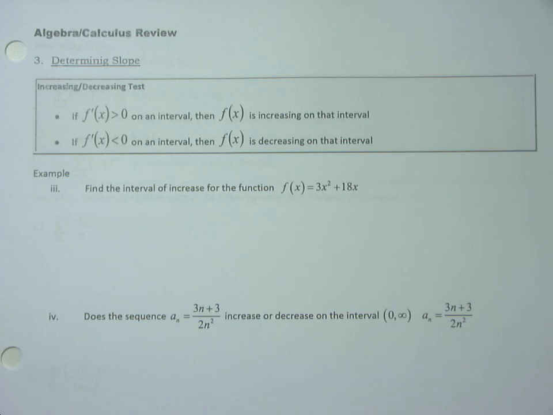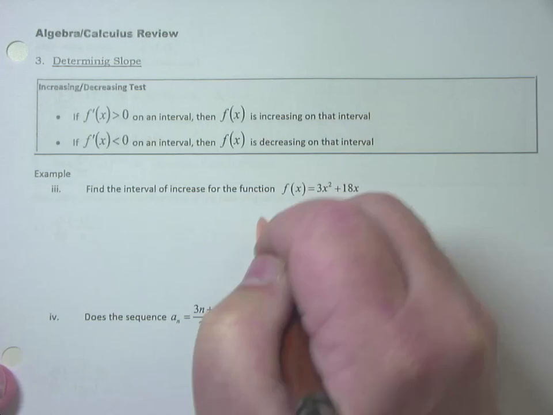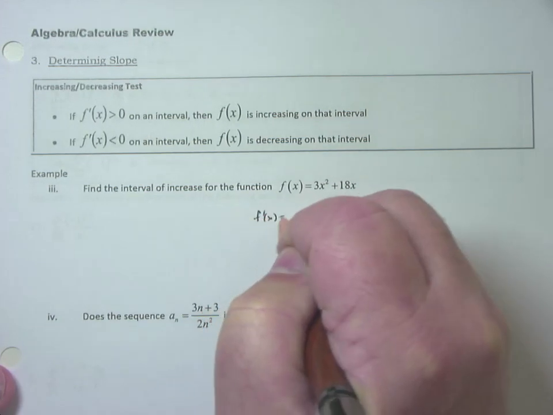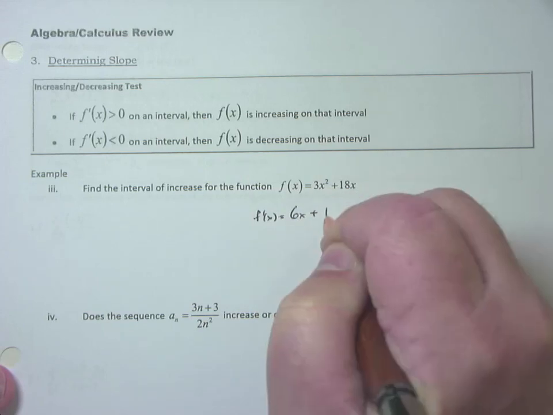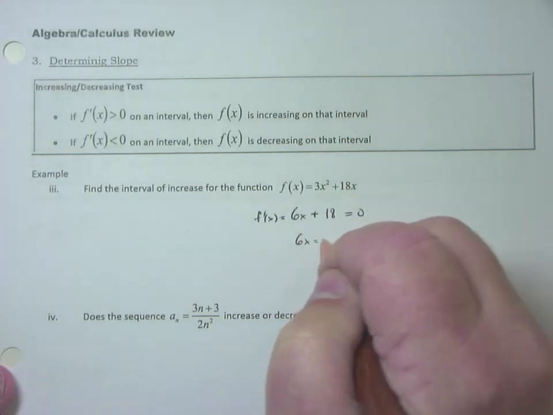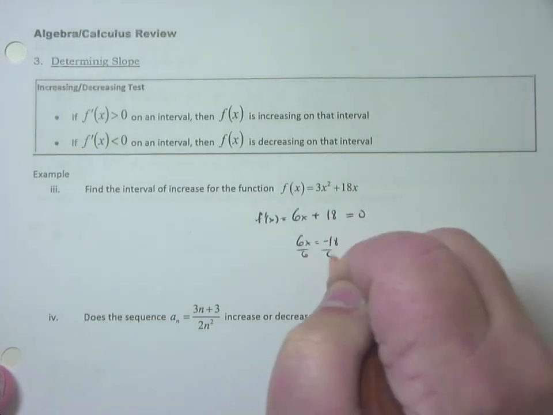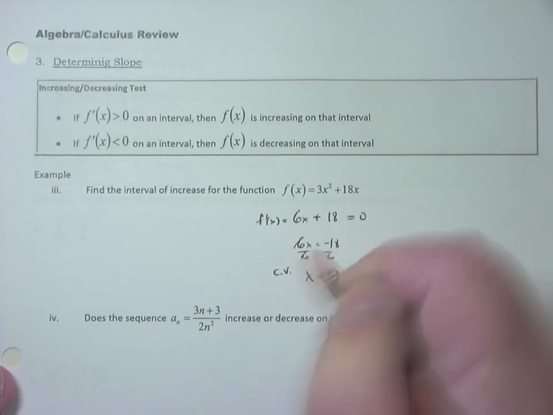Find the intervals of increasing and decreasing for the function f of x equals 3x squared plus 18x. First thing you want to do is take the derivative of it. The derivative of 3x squared is 6x, plus the derivative of 18x is 18. You're first going to find your critical values by setting it equal to 0. So 6x equals -18, divided by 6, x equals -3. This is your critical value.